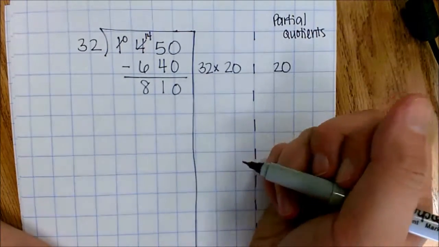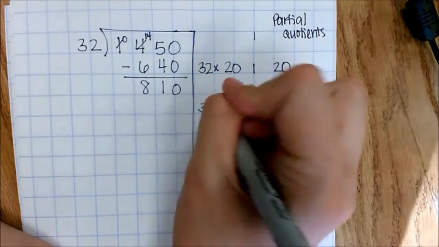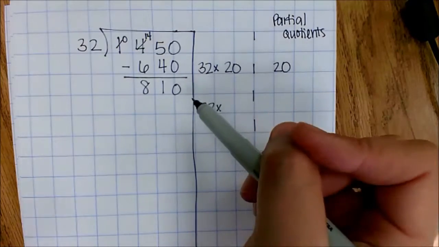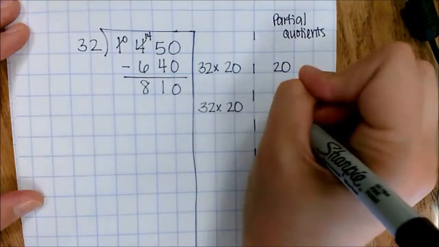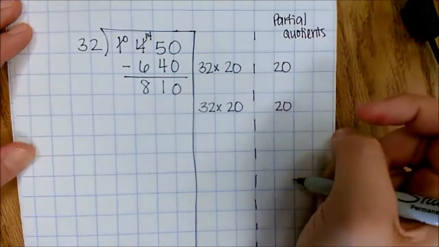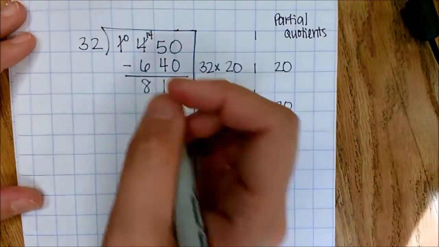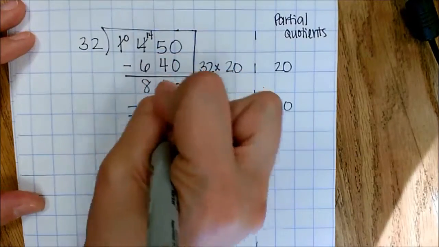So I need to repeat my steps. So I'm going to take my divisor again. And I'm going to say what number times my divisor, my 32, will get me close to 810. And I'm going to do the same thing. I'm going to do 20 again. So I'm going to pull my 20 out over here and put it in my partial quotient column. So 32 times 20, I already figured that out. That equals 640. So now I'm going to subtract.